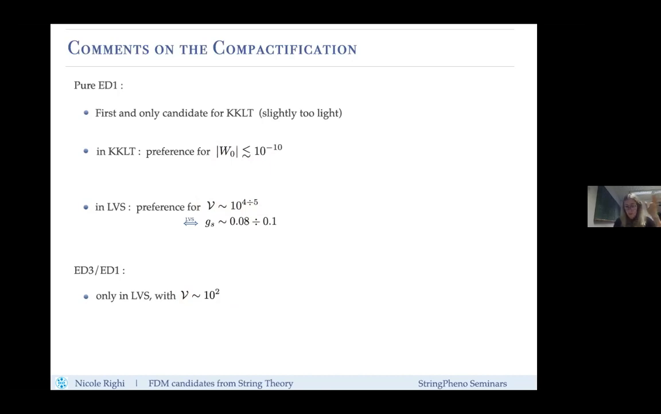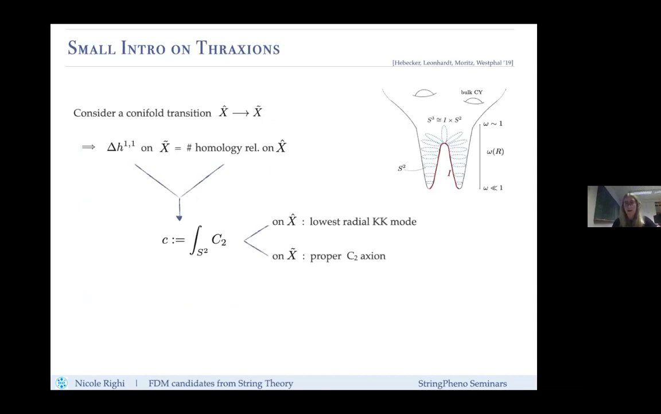Now, as I told you, we wanted to really go through all the string axions, and so we decided to consider also this new type of axionic modes, which was proposed in this work here. Let me do a brief introduction on this class of axion. Consider a Calabi-Yau, which has a deformed and a resolved side that are connected by a conifold transition. So we have the deformed side here that goes into a resolved side.